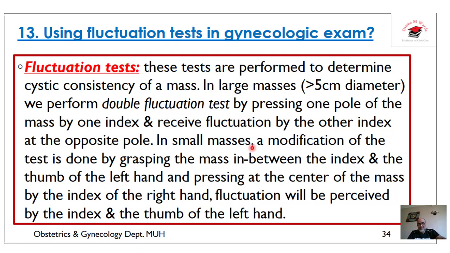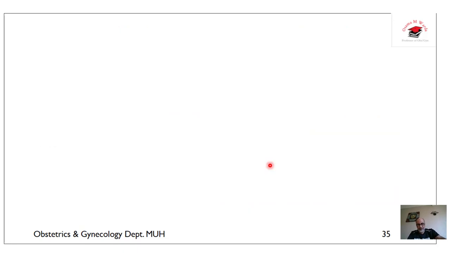In small masses, less than 5 cm, this is done by grasping the mass in between the index and thumb of the left hand and pressing at the center of the mass with the index finger of the right hand. Fluctuation will be perceived by the index and thumb of the left hand in small masses if the mass is cystic.